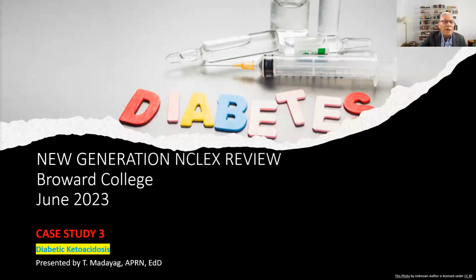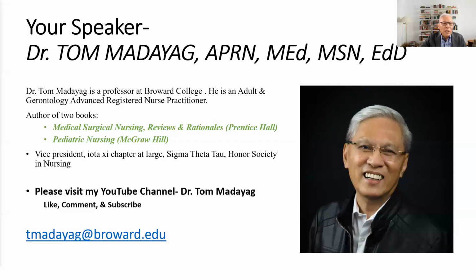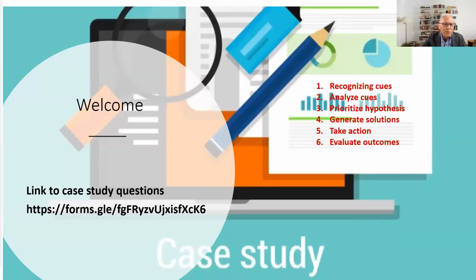So the topic that we're going to discuss today, which was the case study, is going to be diabetic ketoacidosis. This is going to be one of those areas that usually comes out in the examination for the NCLEX. For those of you who haven't had the opportunity to do the case study questions, we're going to go through it at the end of this presentation, but you can also access it on the link that is illustrated on the slide itself.